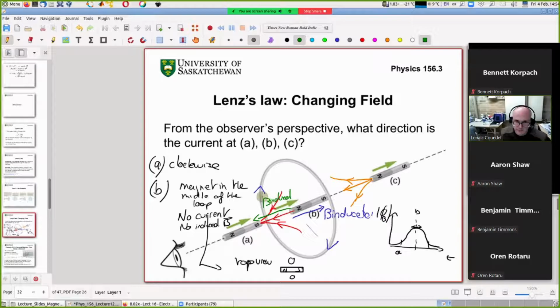Okay, so that's case C. And you use the right-hand rule, so that would be, so C, counterclockwise. Does that make sense for everyone?